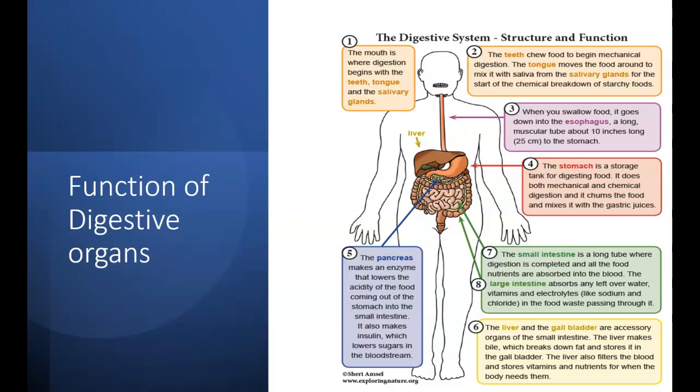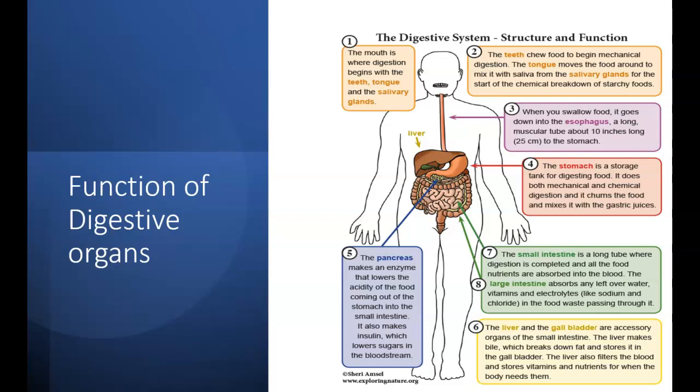Other functions of the stomach is that it helps stimulate protein digesting enzymes, and it secretes intrinsic factor. And this is going to be a chemical that's required for vitamin B12 absorption in your small intestines.